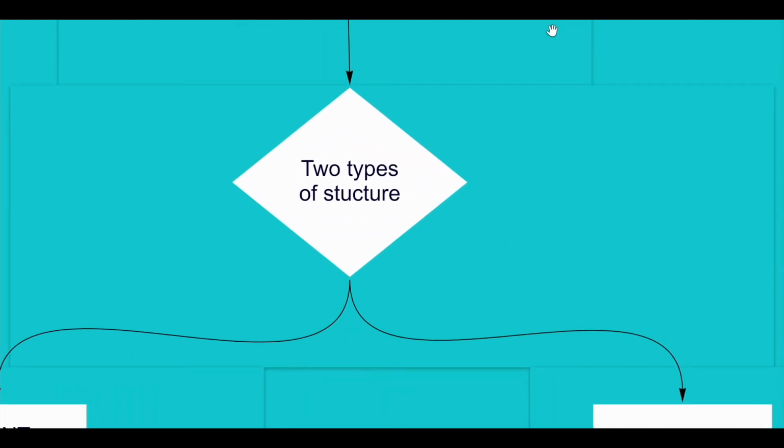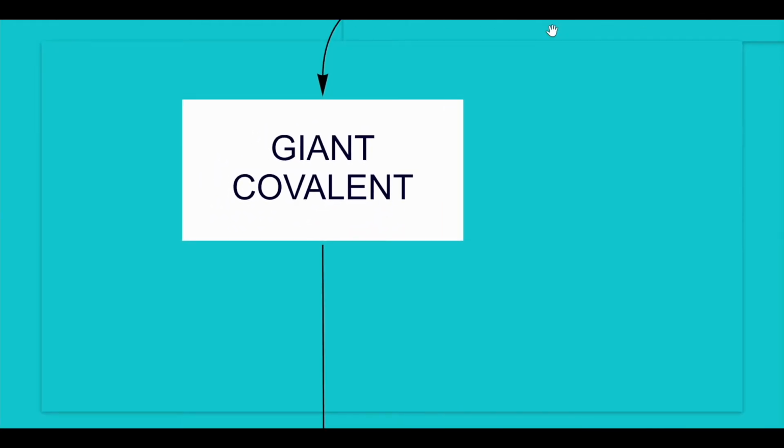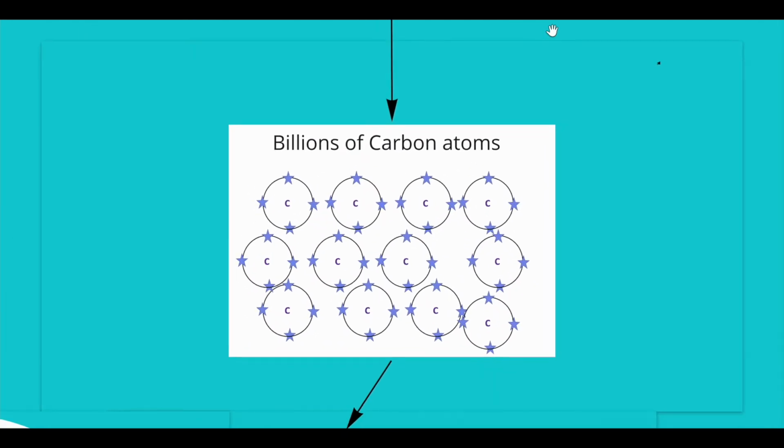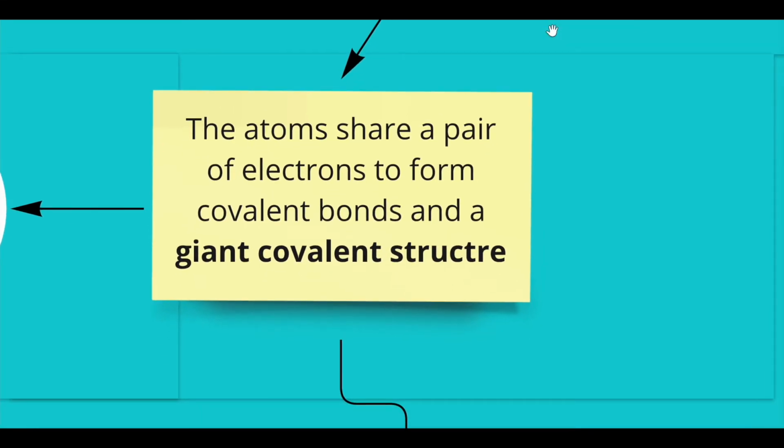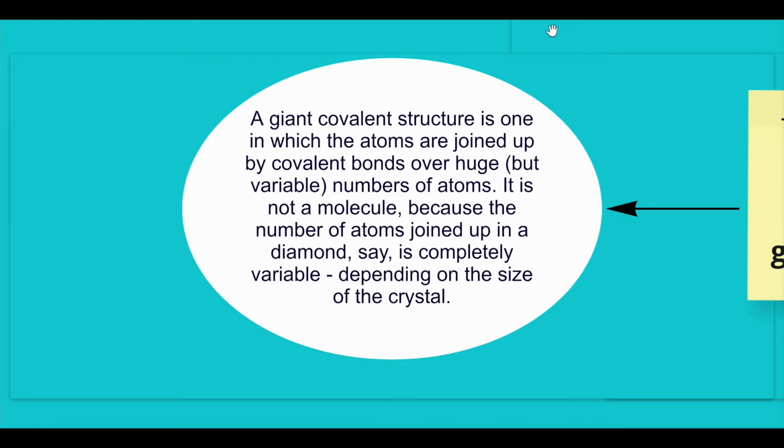Now, when we have a type of structure, there are actually two types of structure. Let's look at giant covalent structures first of all. Giant covalent structures, there are three you need to be aware of: diamond, graphite, and silicon dioxide. Now let's look at diamond, for example. In a giant covalent structure like diamond, we have billions of carbon atoms all bonded together, and they all share, so we have a giant structure. So each carbon is bonded to another 4 carbons in this 3D arrangement.